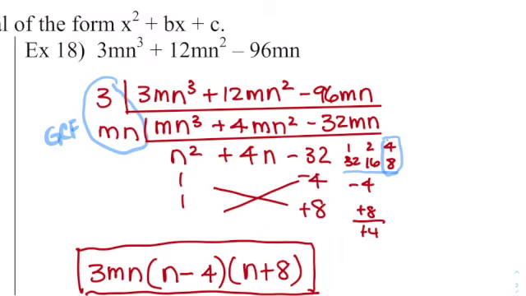Here's the answer for example 18. The GCF is 3mn in blue. And the combination I need to get to is positive 4. When you have positive 4, if you do 4, negative 4 and 8, it will give you a positive 4. And if you do negative 4 and positive 8, it will give you negative 32. That's why I picked the 4 and 8 combination. And then that will give you negative 4 and positive 8. And here's the answer: 3mn times n minus 4 times n plus 8.